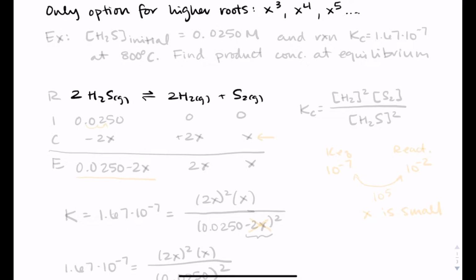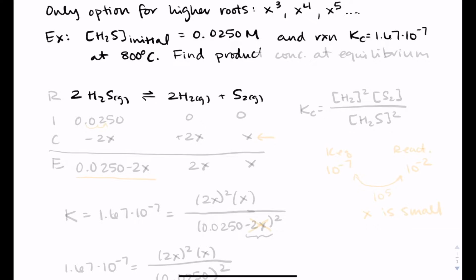Okay, well, my reaction has to move to the right, and I could do this. What we're going to see, right, this is going to give me an x cubed, which is why I'm going to need to go back and assume that x is small. But let's just say I haven't looked that far ahead yet. So I've got my initial conditions. I know I have to move to the right. So in my change row, I'm going to lose 2x of the H2S, make 2x of the H2, and make x of the S2. So at equilibrium, I have 0.0250 minus 2x, 2x, and x.